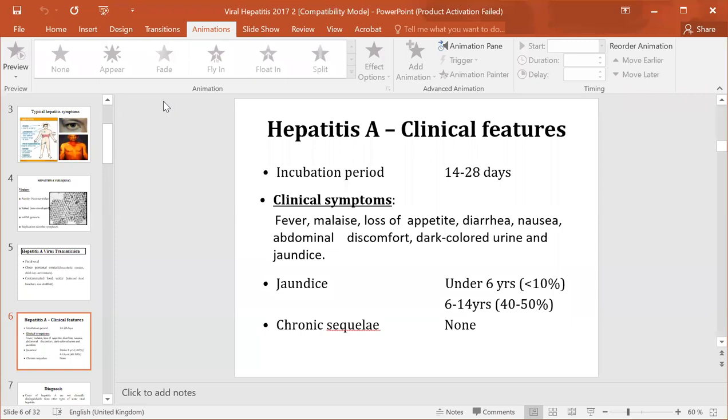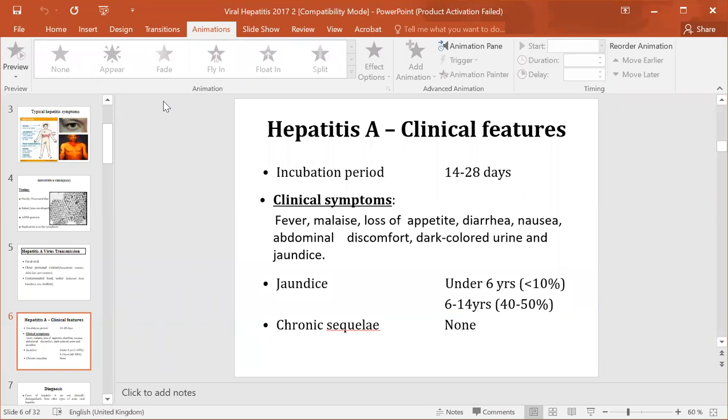So these are symptoms which may or may not appear. But it is important to note two things. We talked about jaundice earlier as one of the symptoms due to hepatitis viruses. Remember, there is a risk of developing jaundice depending on at what age you acquired this virus.